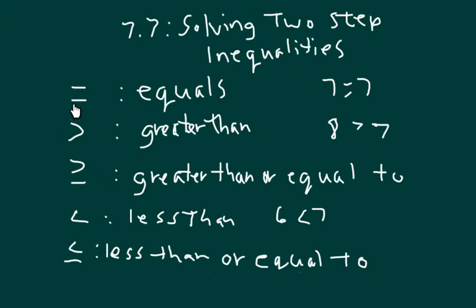This is the symbol for equals, used like 7 equals 7. Greater than, like 8 is greater than 7. Greater than or equal to. Less than would be 6 is less than 7. Less than or equal to, we could put in, to make this true, that 6 is less than 7.